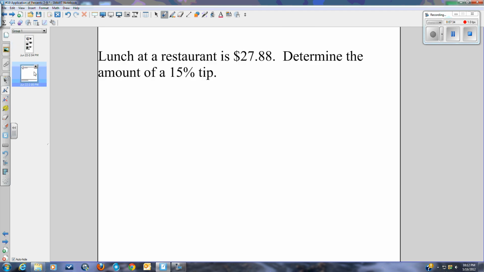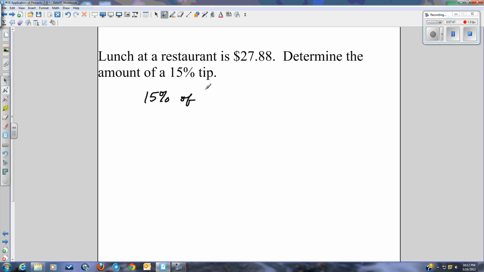Let's go on to the next page. Lunch at a restaurant is $27.88. Determine the amount of a 15% tip. So basically, you're taking 15% of $27.88. Well, let's set this up. 15% we write as 15 over 100. We'll set up our proportion. The number following the word of goes in the denominator. And then our unknown value, our x, goes in the empty spot in the numerator.